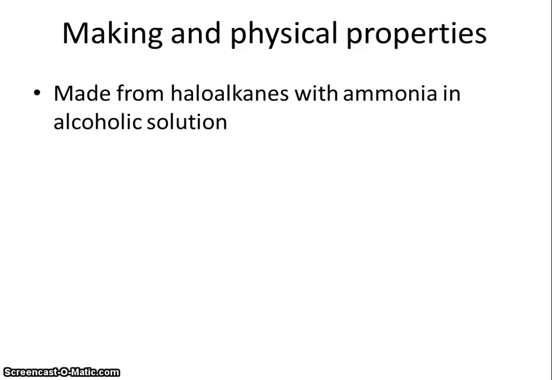Making and physical properties. To make an amine, we make it from haloalkanes with ammonia in alcoholic solution. If you can't remember how to do that, go back and have a look at the previous video on haloalkanes, or check out the haloalkane section in your workbook. Page 123 will tell you more about how to make amines from haloalkanes.